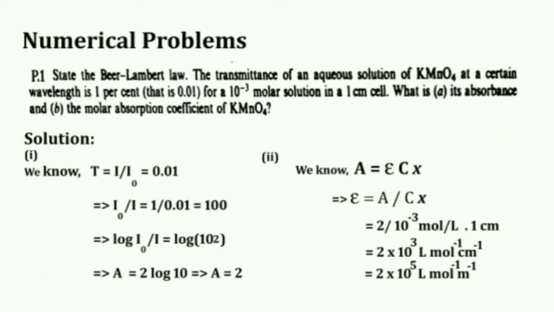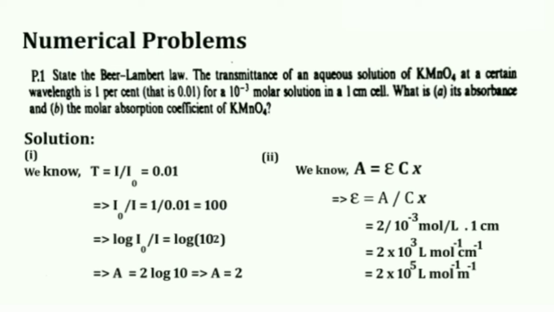We know that T is equal to I by I0, and it is given 0.01. So inverting this equation, we can write I0 by I is equal to 1 by 0.01, which is equal to 100. Now taking logarithm on both sides, we get log of I0 by I is equal to log of 10 square, and log of I0 by I is given by A. So this implies A is equal to 2 log 10, which gives the value of A equal to 2. That means absorbance is equal to 2.